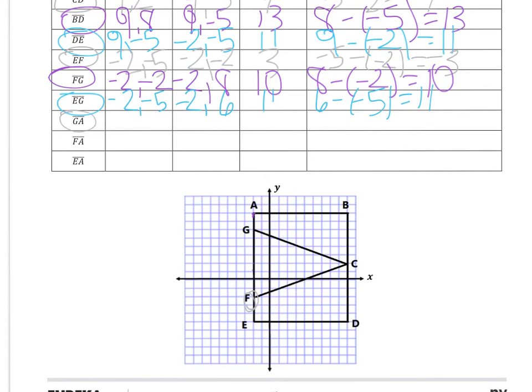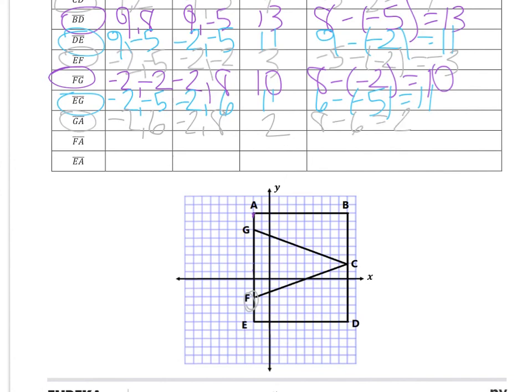GA. Right here, whoop, that one's going to be tiny. So G, still at negative 2, 6, A at negative 2, 8, giving us a teeny tiny little distance of just 2. Uh-oh. Why don't I fix that? And we can prove it because 8 minus 6 equals 2.